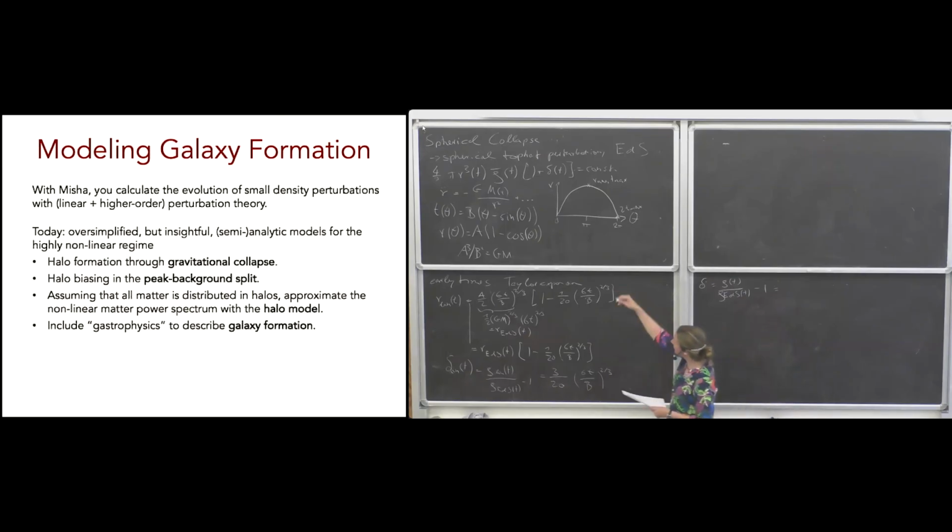And for that, we start out again just with our standard expressions there for R and T. And to make it all a bit shorter for you, let me just give you the result. It's just a bunch of algebra, but that now allows us to evaluate both delta lin and delta at interesting times. So we can look at this at turnaround, that is T equals T max or theta equals pi, and at collapse.